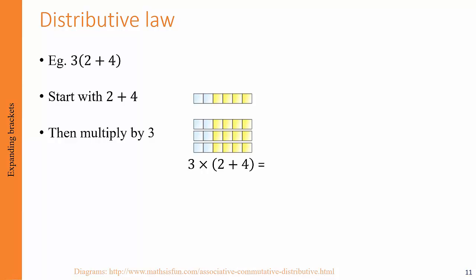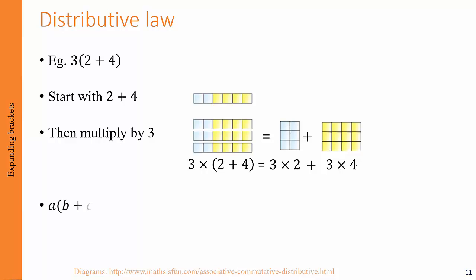Now we can split that up into 3 lots of blue blocks, that's 3 times 2, and 3 lots of yellow blocks, that's 3 times 4. Now of course this will work with any 3 numbers, so we can represent the 3 numbers as A, B and C. And you can see that we need to multiply the A by the B and A by the C and then add those two together.